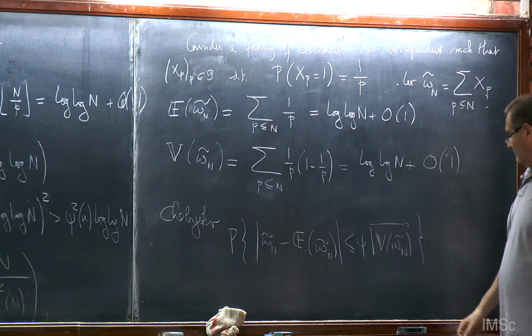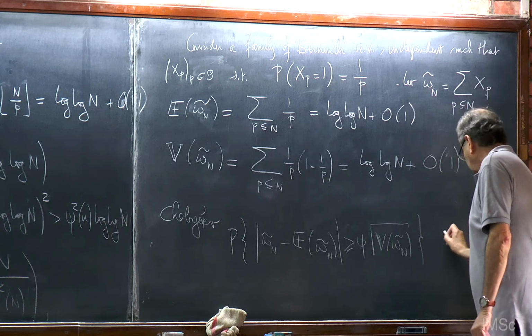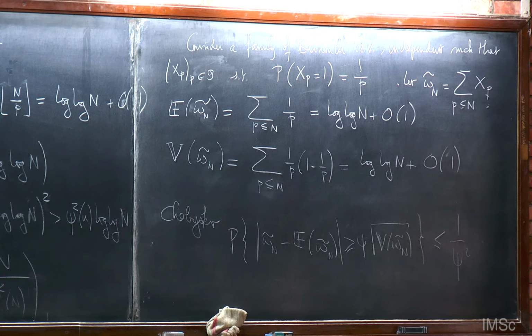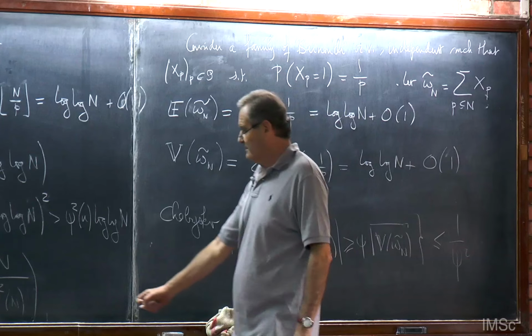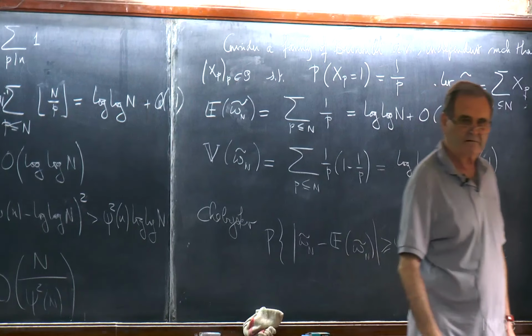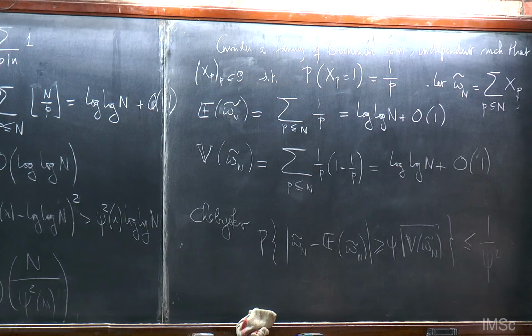This probability, it goes the other way around. This probability is at most 1 over psi square. This is exactly the Chebyshev inequality. And if you don't remember the proof of the Chebyshev inequality, this is exactly the proof. We'll have opportunity to go back to that if needed.